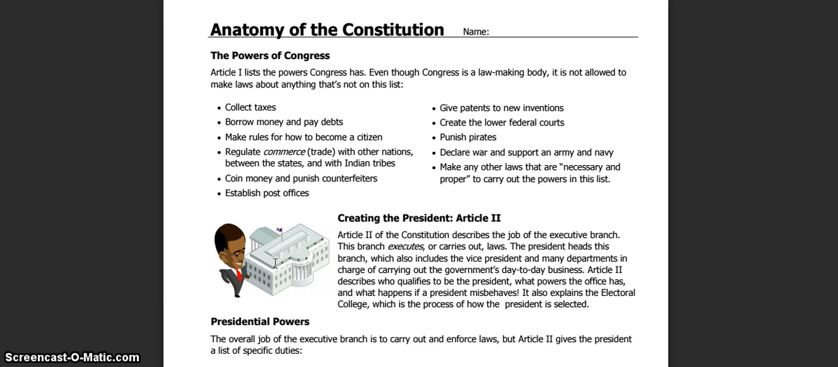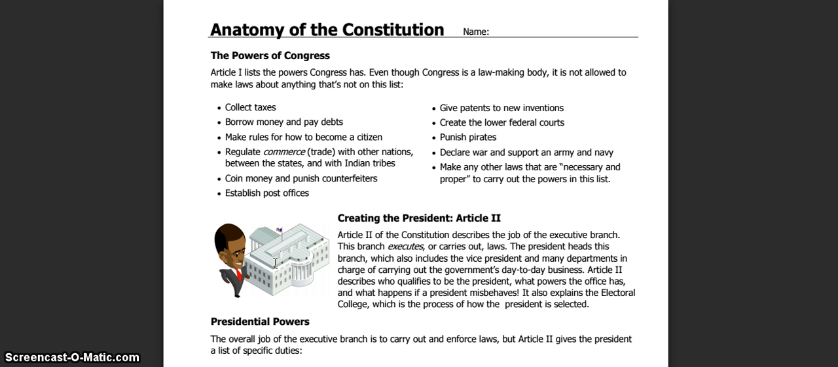trade with other nations, between states and with Indian tribes, coin money and punish counterfeiters, establish post offices, give patents to new inventions, create the lower federal courts, punish pirates, declare war, and support an army and navy, make any other laws that are necessary and proper to carry out the powers on the list.